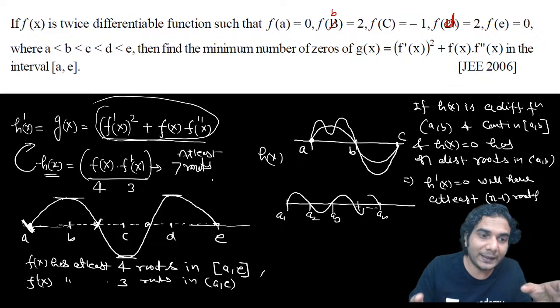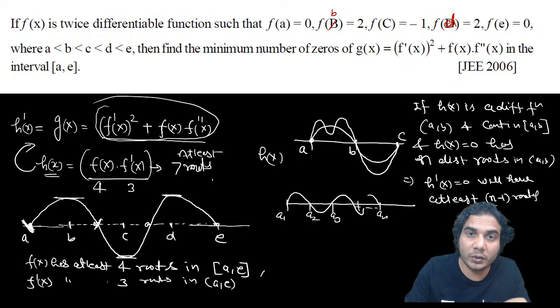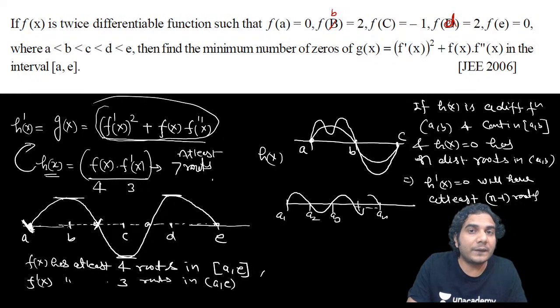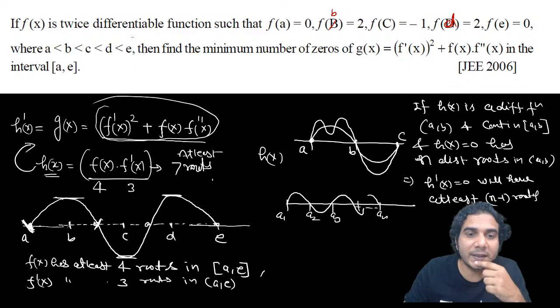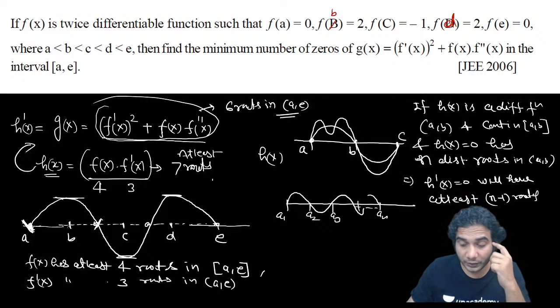So, we have got that h(x) will have at least 7 roots in A to E, including A and E. And h'(x) will have 6 roots between A and E. So this h'(x), using Rolle's theorem, you can say, will have 6 roots in A to E. This was the question. I hope you have got it.